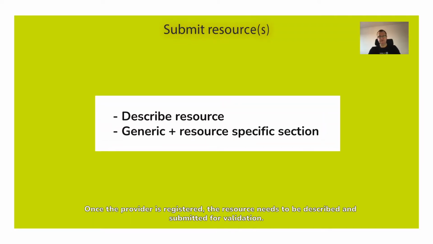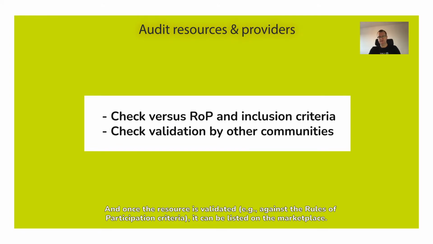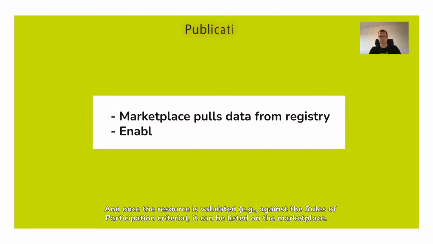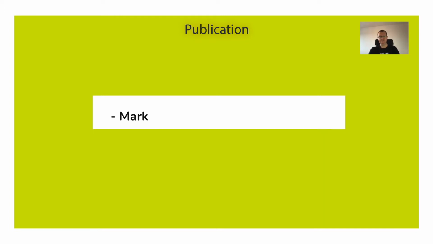So once the provider is registered, the resource needs to be described and submitted for validation. And then, once the resource is validated, for example, against the rules of participation criteria, it can be listed on the marketplace. And after this, add-on components like ordering can be added. The ordering is relevant mainly for resources that can't be used simultaneously by multiple users. For example, you have a virtual server instance where you want to do the data processing.